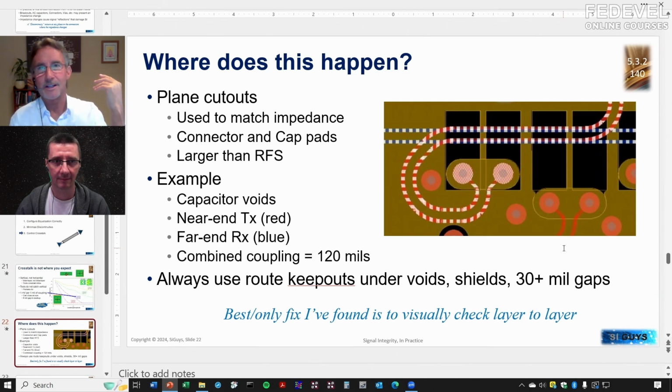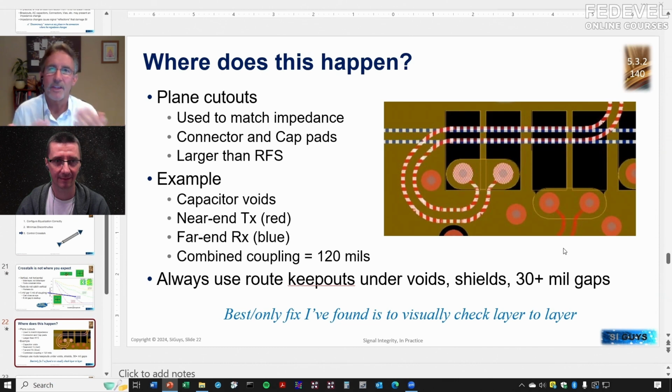Now, people hear that and then they kind of overachieve and they might void all the way through their entire board. So if you're not putting route keepouts in that area, or you're not checking visually like you just said, and like I do, this is a real problem on a PCB. When I'm doing design reviews of PCBs, I find this all the time because people aren't thinking about it, right?